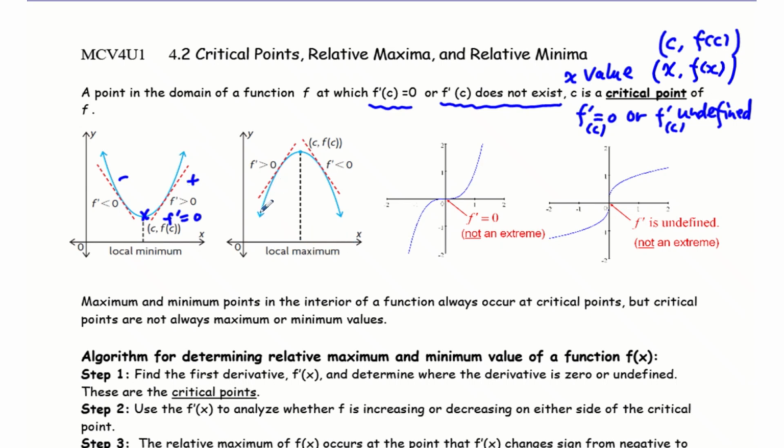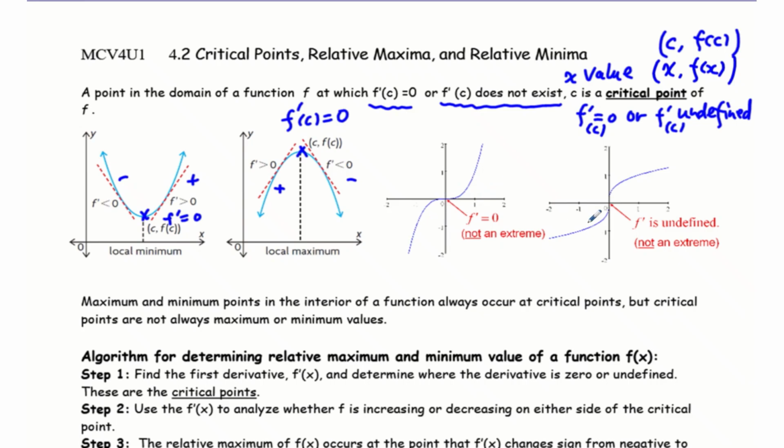And from here, the left side is increasing, the right side is decreasing. So at this point, f prime of c equals 0, and this point is a critical point, and the first derivative changes from positive to negative. We have a local maximum there.